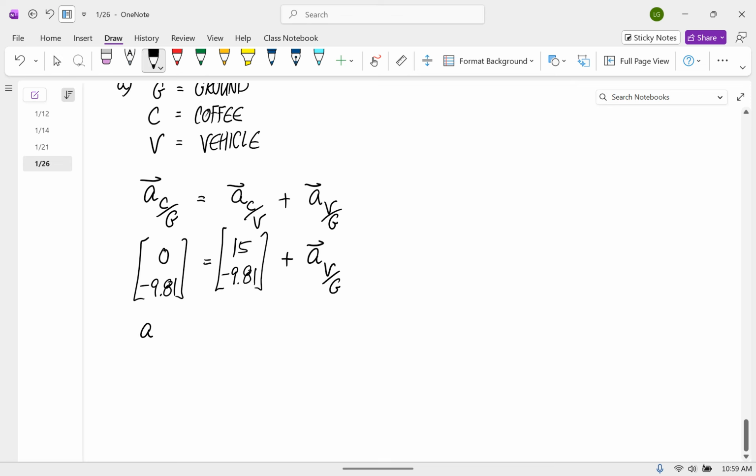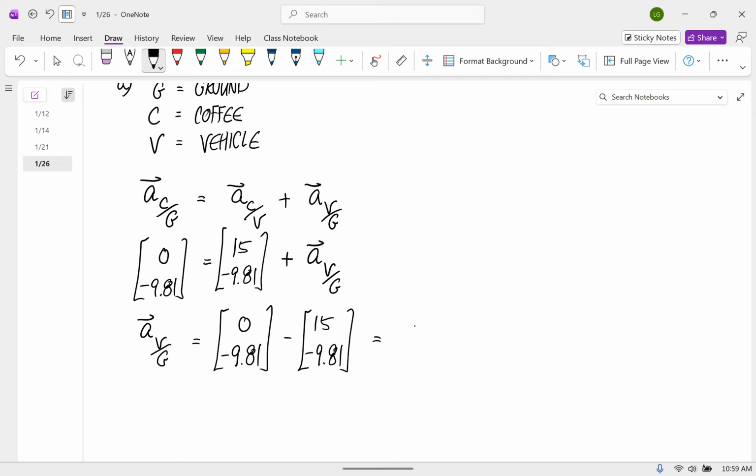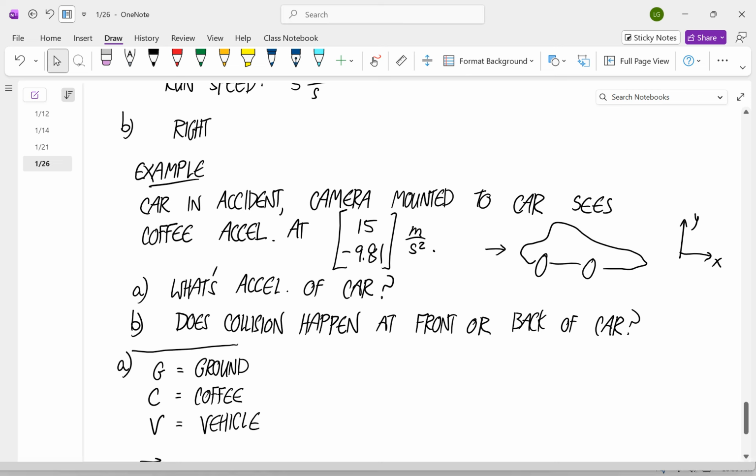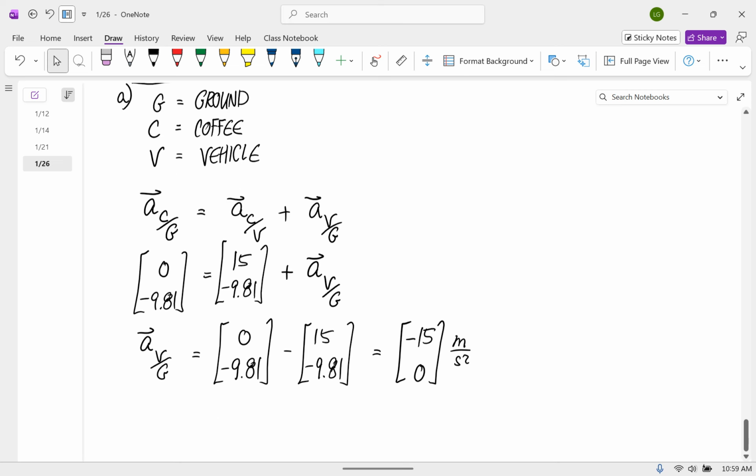And so the acceleration of the vehicle relative to the ground is equal to 0, negative 9.81 minus 15, negative 9.81, and that is negative 15, 0. Okay, so this thing is accelerating in the negative x direction. So did the collision happen in the front or the back?